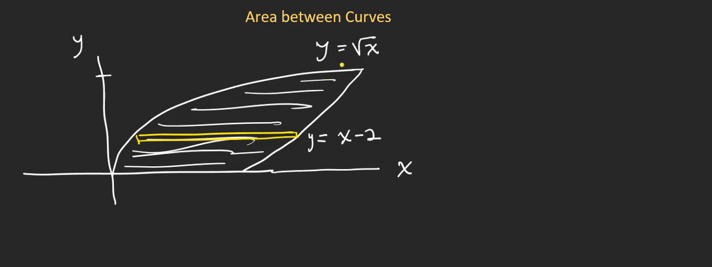In order to do that, we need to rewrite this equation so that it will be x equals in terms of y. So squaring both sides, you get x equals y squared. And what about this? You have to solve for x, so you get x equals y plus 2. Remember, if you want to use a horizontal rectangle, it has to be x equals in terms of y. So which one is on the right side? It's this one. And that is on the left.